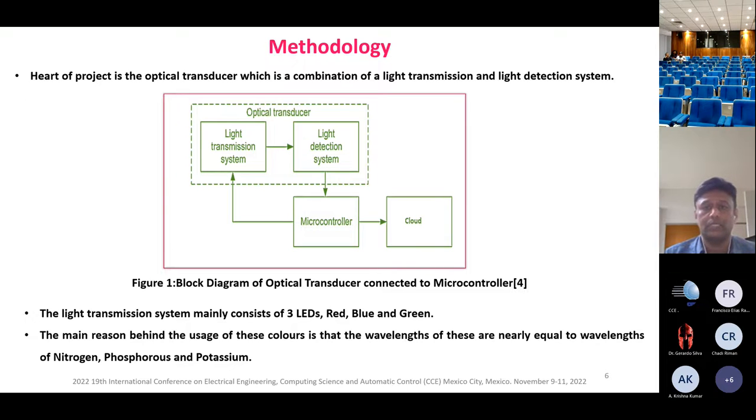a combination of a light transmission and a light detection system, where the light transmission consists of three LEDs, red, blue, and green, and the light detection system. The reason why we have selected these three colors, red, blue, green, is that the wavelengths of these three LEDs are equal to the wavelengths of NPK, nitrogen, phosphorus, and potassium.